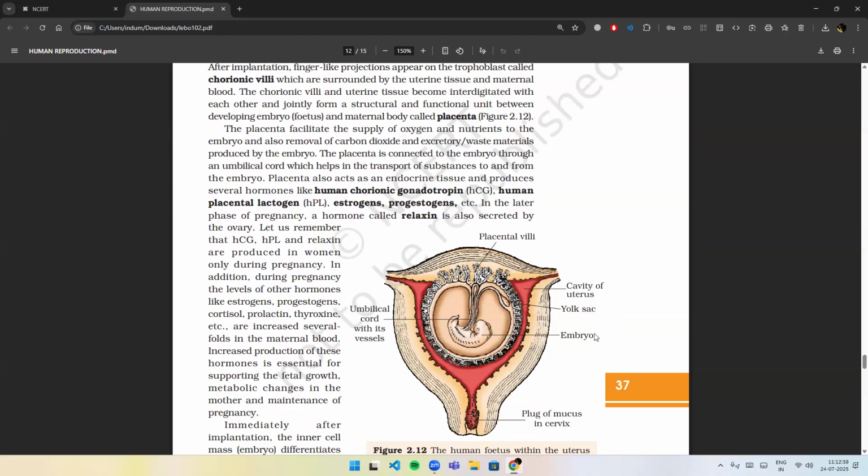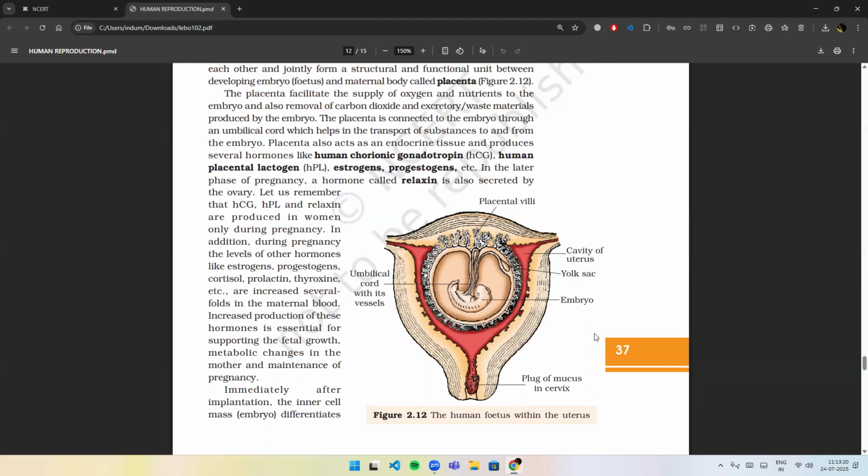The placenta is connected to the embryo through an umbilical cord which helps in the transport of substances to and from the embryo. Placenta also acts as an endocrine tissue and produces several hormones called human chorionic gonadotropin, human placental lactogen, estrogens, progesterones, etc. In the later phase of pregnancy, a hormone called relaxin is also secreted by the ovary. Let us remember that hCG, hPL, and relaxin are produced in women only during pregnancy.